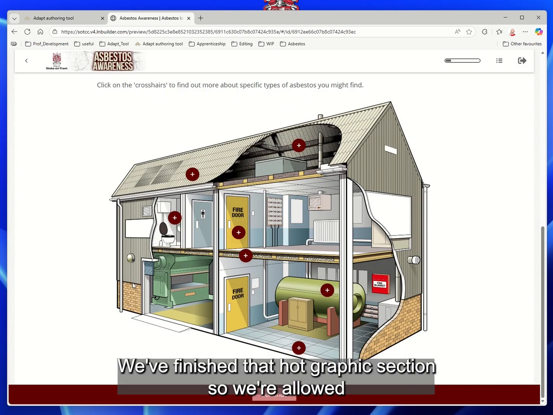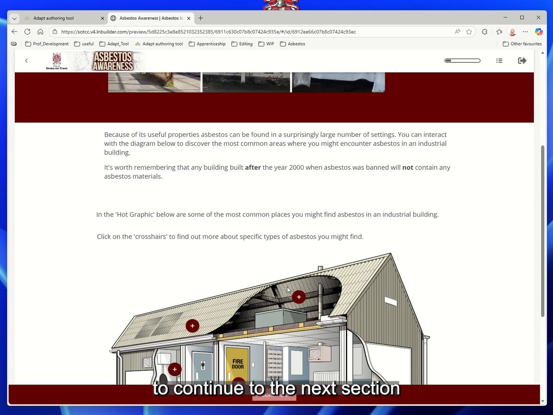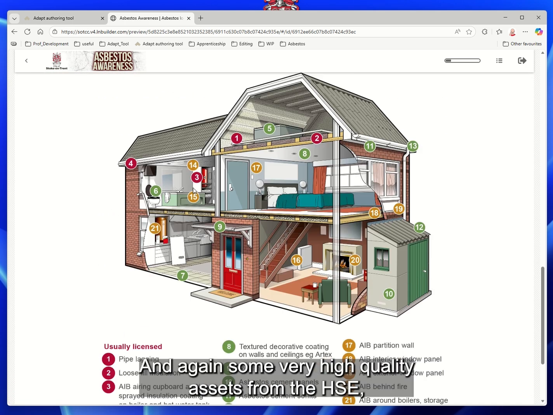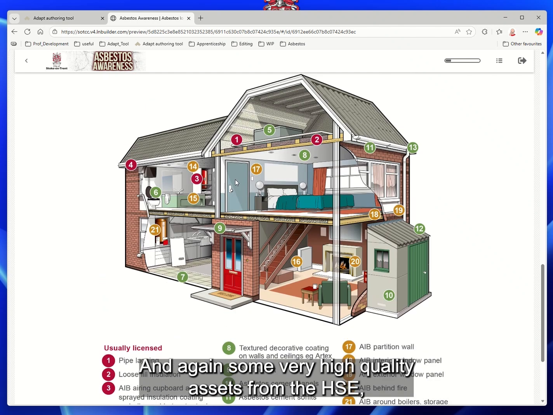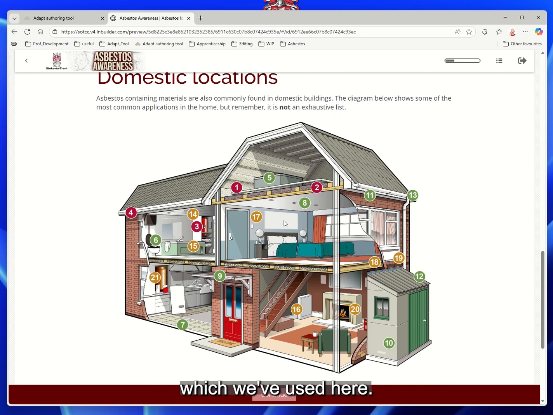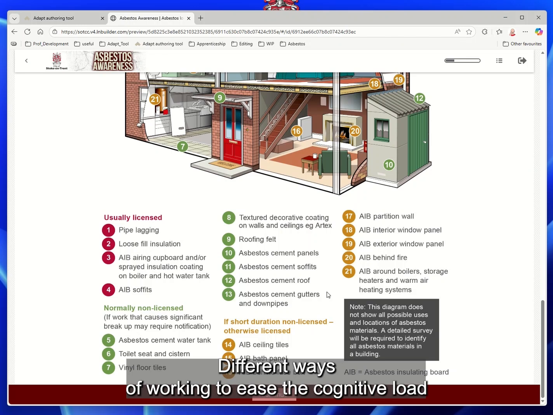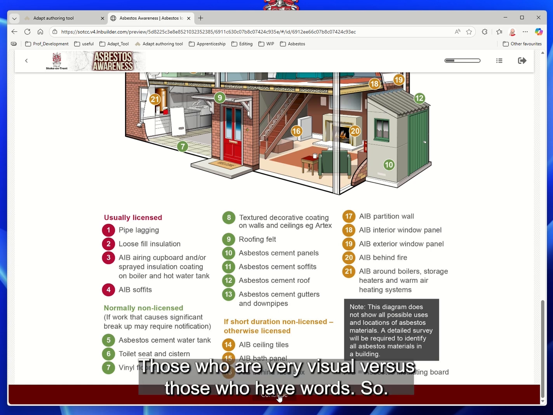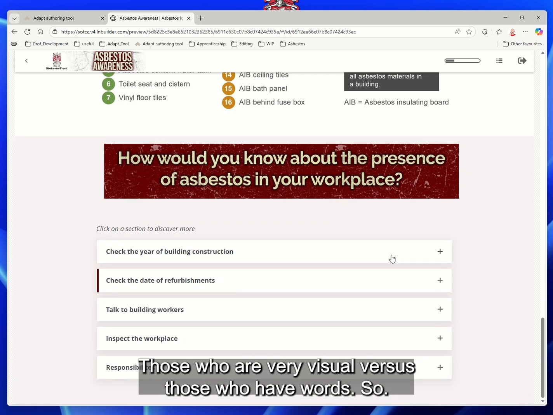We've finished that hot graphic section, so we're allowed to continue to the next section, which is more domestic locations. And again, some very high quality assets from the HSE which we've used here. Different ways of working to ease the cognitive load and help workers in different styles, those who are very visual versus those who have words.